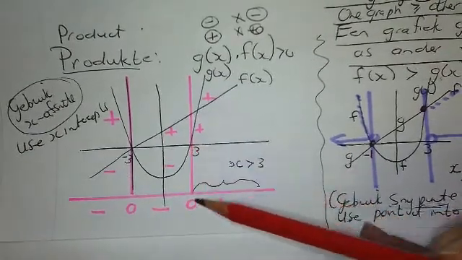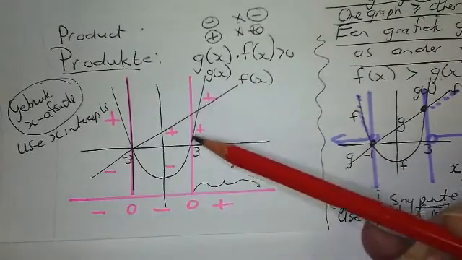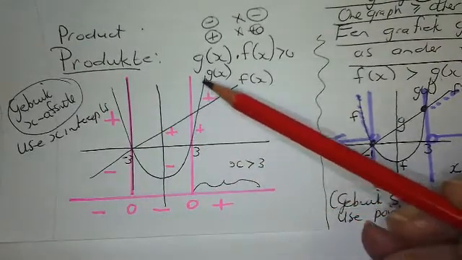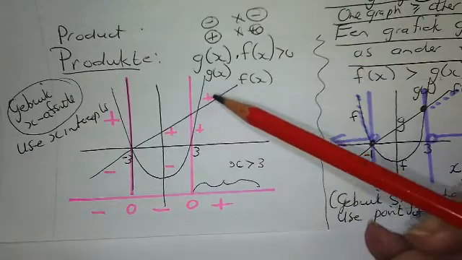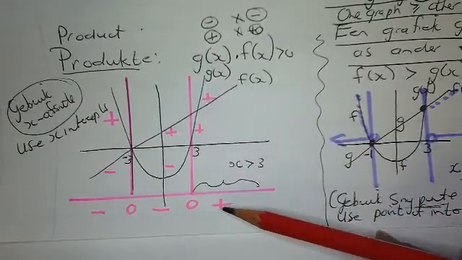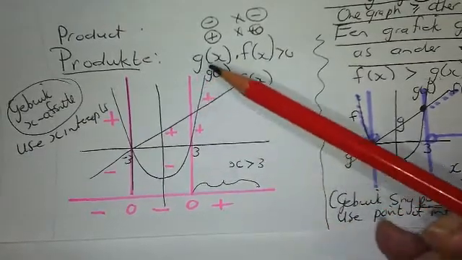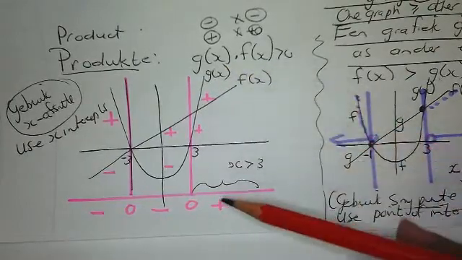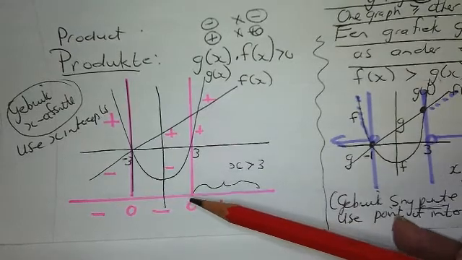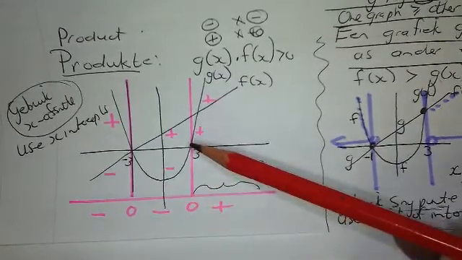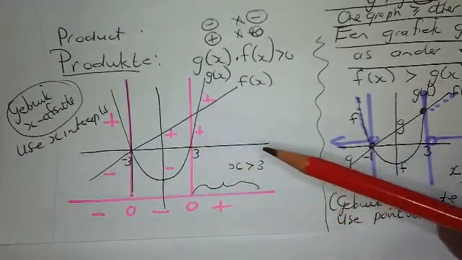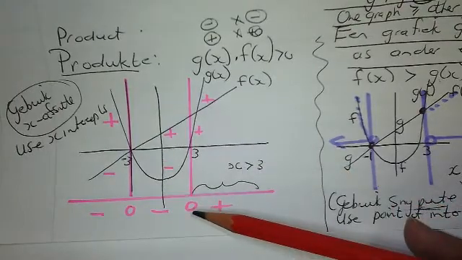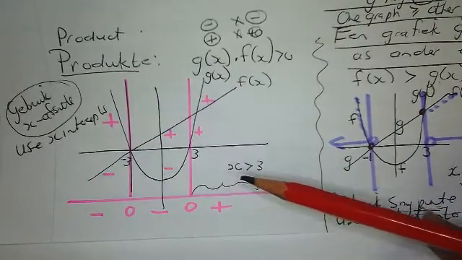The x-intercept results in a 0. Then you see from there the parabola is above, positive, and the straight line is above, positive, giving you a positive. It means if you multiply those two graphs, it must be a positive answer. So where will you find the positive? You'll see it's from that x-intercept to the right-hand side. So you exclude the 0, and the answer will be x greater than 3.